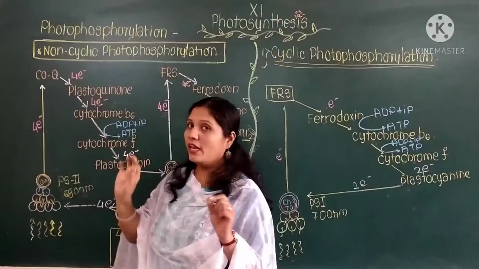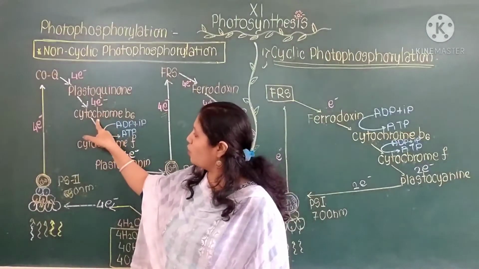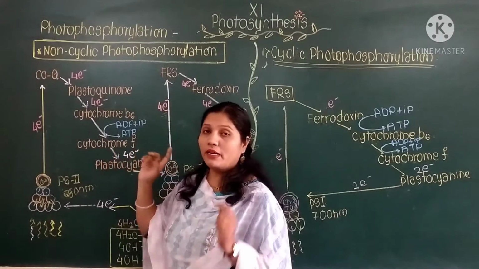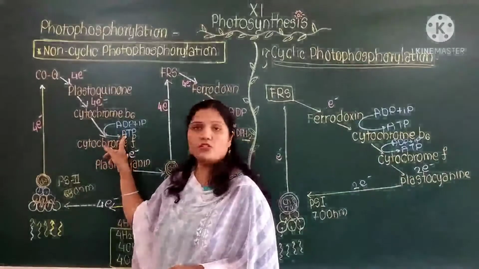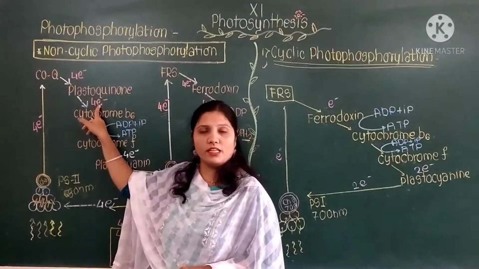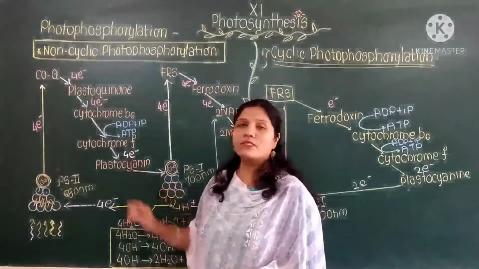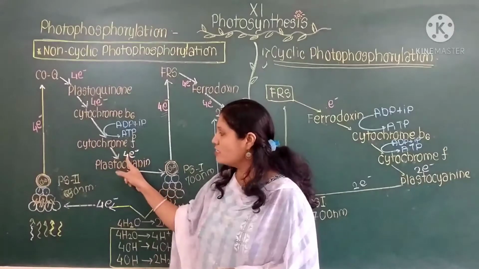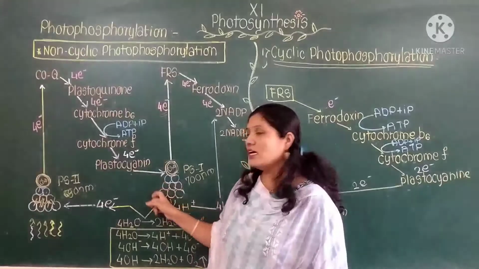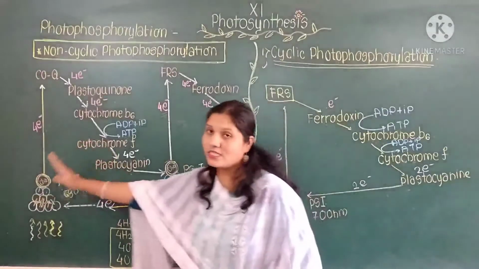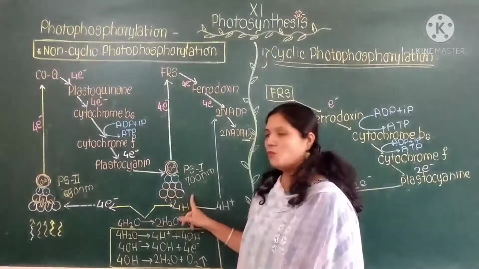Then from that plastoquinone the energy rich electron is transferred towards the cytochrome B6, and from cytochrome B6 towards the cytochrome F. But remember, this energy rich electron uses its energy for the formation of ATP. Whatever energy is present in that electron gets utilized for the formation of ATP. Then that electron becomes a de-energized electron, which is transported towards the plastocyanin. The plastocyanin transports this electron towards the next photosystem, not towards the same photosystem, so the de-energized electron goes to photosystem 1.